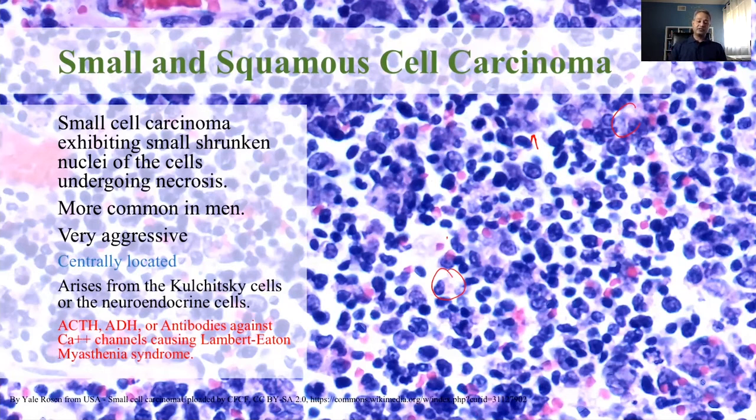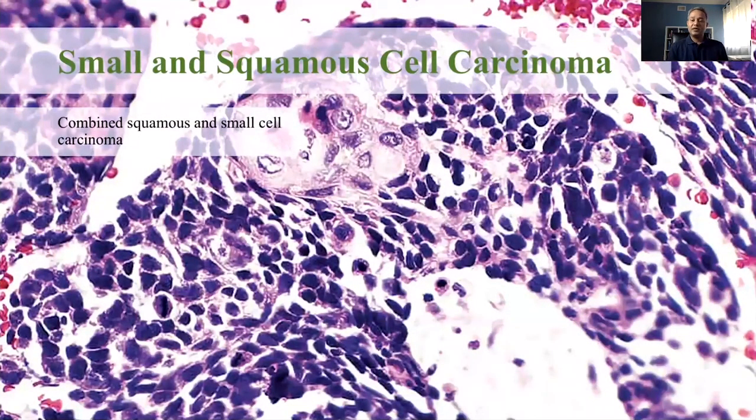Again, as I said before, Kulchitsky cells are the ones that give rise to it. These are neuroendocrine cells that normally produce serotonin, and then they can become cancerous. This small cell carcinoma can produce ACTH and ADH, and as I said, Lambert-Eaton syndrome, when it helps produce the antibodies against the presynaptic calcium channels. Okay, so this is a combination. This poor patient has small cell and squamous cell carcinomas both. You can see the red cells and blue cells both present.